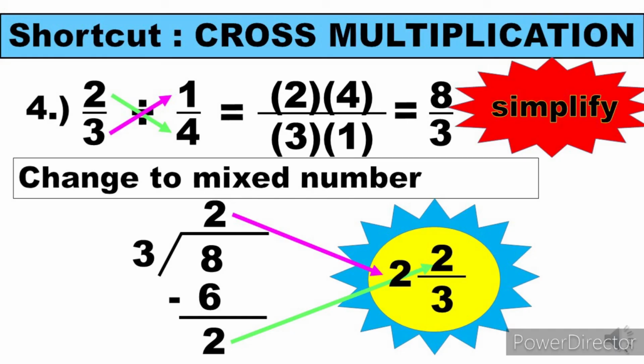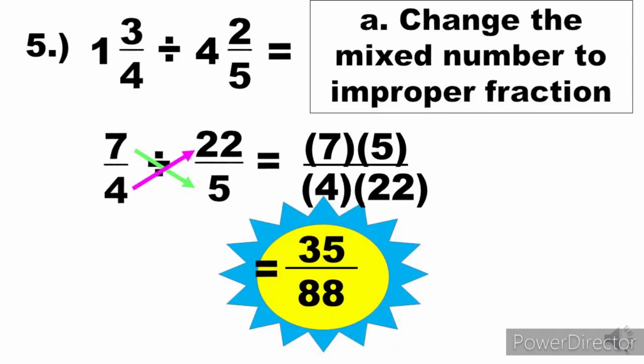Okay, next, let's have number 5 example. 1 and 3/4 divided by 4 and 2/5. So, the first step is i-change natin yung mixed number to improper fraction. And then, after nating na-change, ayan, 7 over 4 divided by 22 over 5. And then, i-cross multiply natin. So, 7 times 5 and 4 times 22. Okay, 7 times 5 is 35, 4 times 22 is 88.